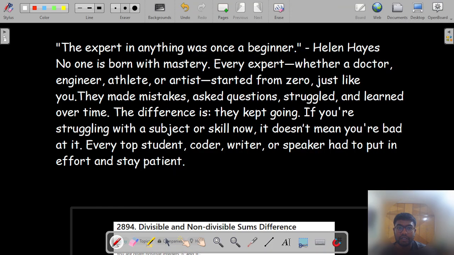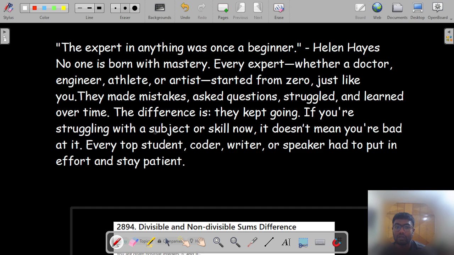"The expert in anything was once a beginner." Helen Hayes. No one is born with mastery. Every expert, whether doctor, engineer, athlete or anyone, always started from zero, and just like any of us, they made mistakes, asked questions, struggled and learned over time, and they always worked on continuing it.